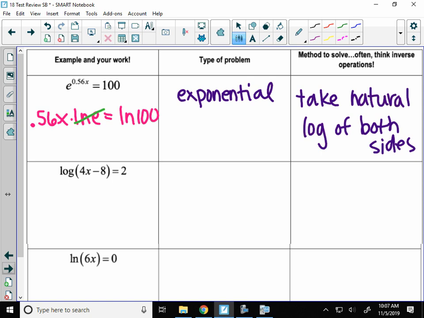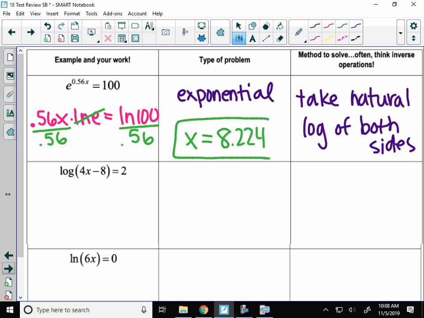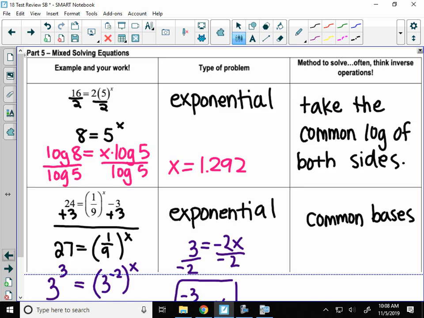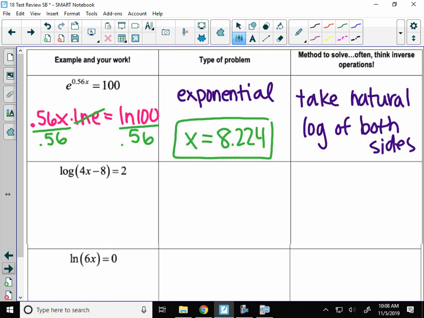So maybe we can make it invisible. And what's my last step? Divide by 0.56. So can someone calculate what's the natural log of 100 divided by 0.56? Yep, 8.224. Good? So those were our 3 types of exponentials. We have an exponential that we have to use the common log for because there's no e. We had exponentials that we could use common bases for, and we had an exponential I had to use the natural log for. Last one here, last two.